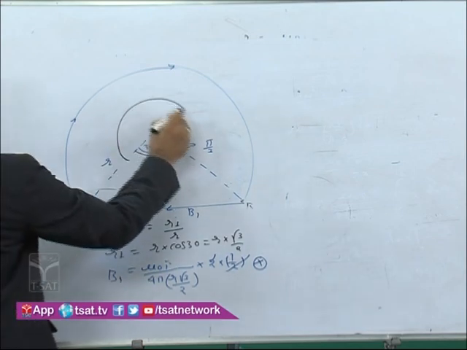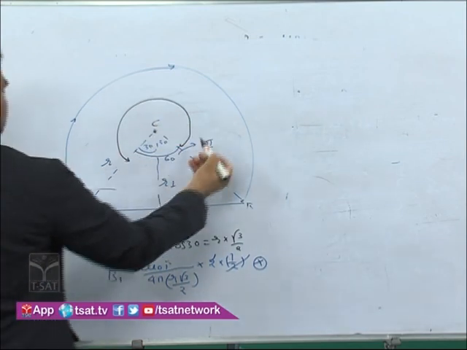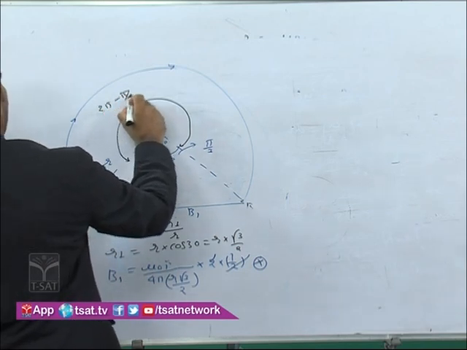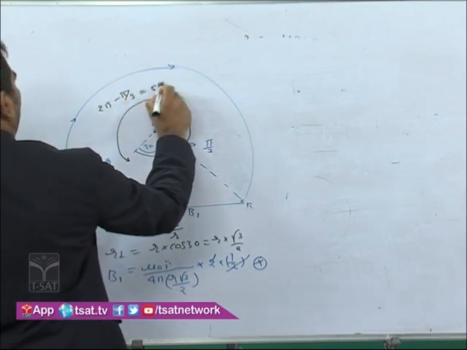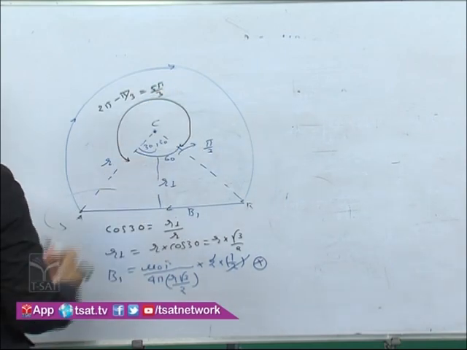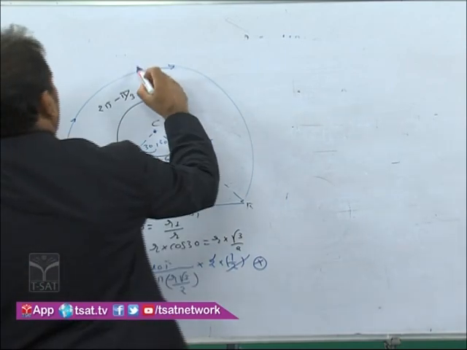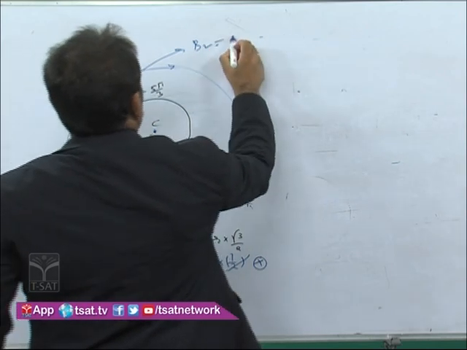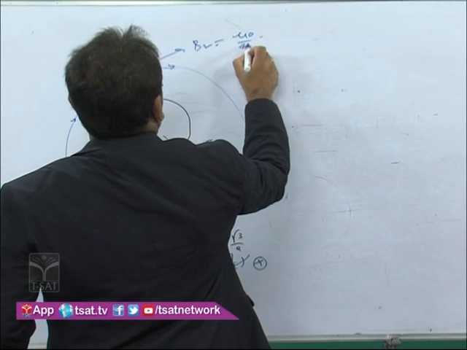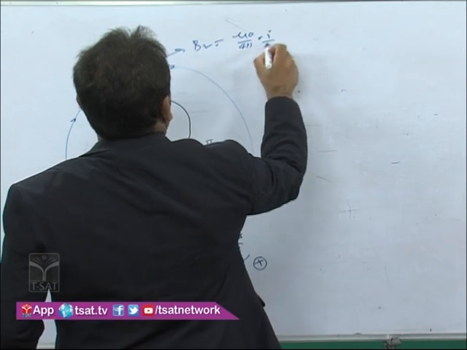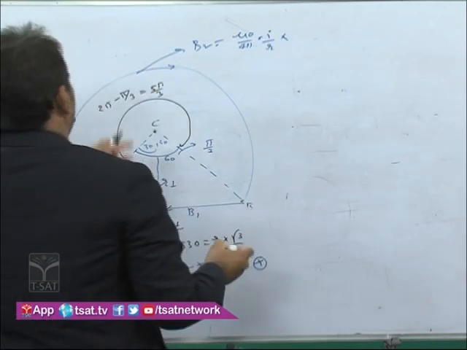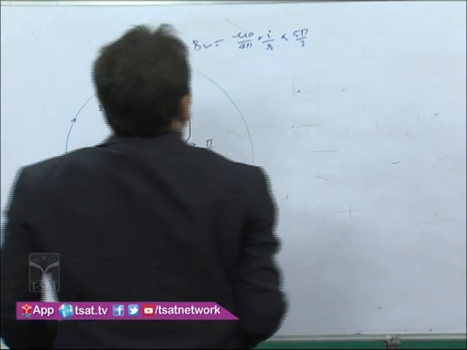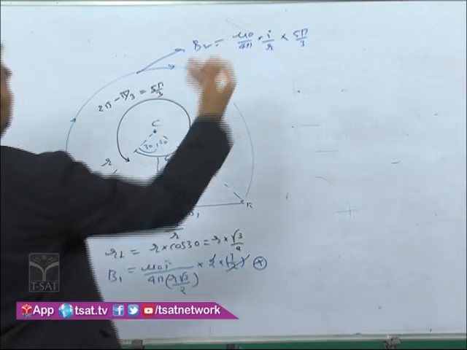This is the remaining conductor, and this angle is pi by 3. 2 pi minus pi by 3 is equal to 5 pi by 3. This angle is nothing but 5 pi by 3. So, due to this conductor, the magnetic field induction is given by B2 is equal to mu naught by 4 pi into I upon R into theta. Theta means 5 pi by 3. So B2 is mu naught I theta by 4 pi R.